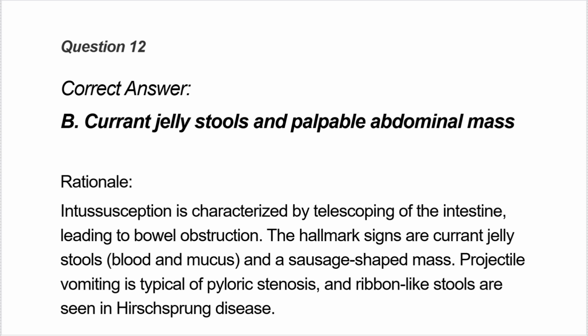Rationale: intussusception is characterized by telescoping of the intestine, leading to bowel obstruction. The hallmark signs are currant jelly stools, blood and mucus, and a sausage-shaped mass. Projectile vomiting is typical of pyloric stenosis, and ribbon-like stools are seen in Hirschsprung disease.